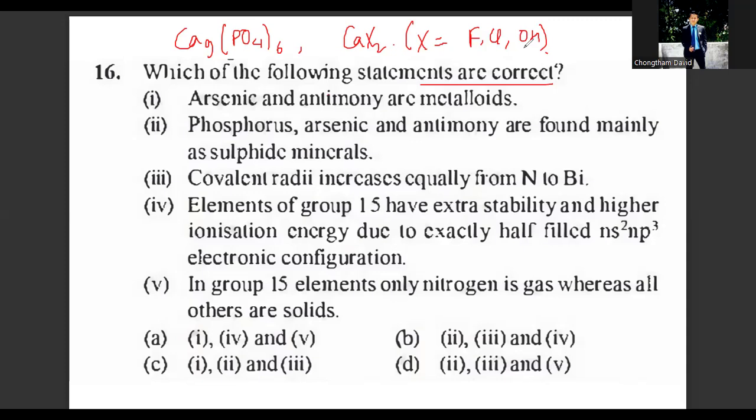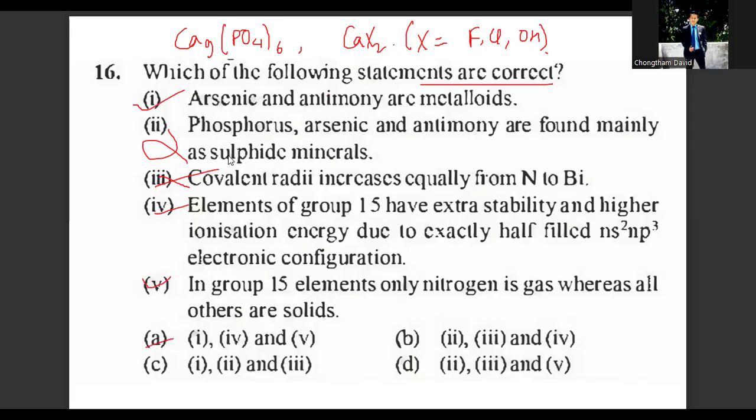And the increase in covalent radii from nitrogen to phosphorus is greater in comparison to the increase from arsenic to bismuth. So for this question, 1 is correct and 2 is wrong. 3 is also wrong, 4 and 5 would be the correct answers. So 1, 4 and 5. So option A is the correct answer for question number 16.